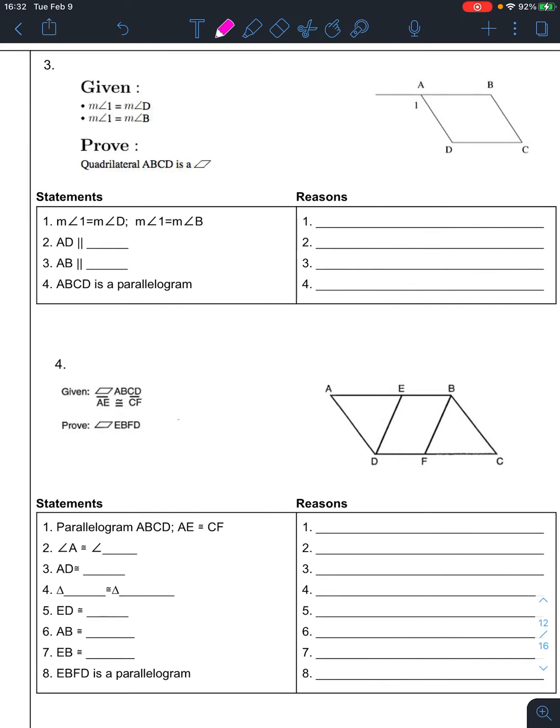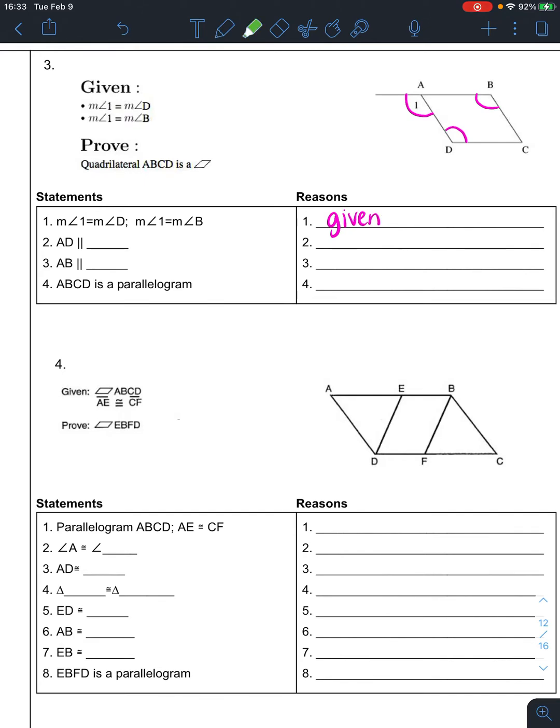So let's look at number 3. Angle 1 is congruent to angle D, and angle 1 is also congruent to angle B. So I want to prove that quadrilateral ABCD is a parallelogram. So let's look at the direction of the proofs. One's congruent to D, one's congruent to B. I know that because that was the first part that was given.